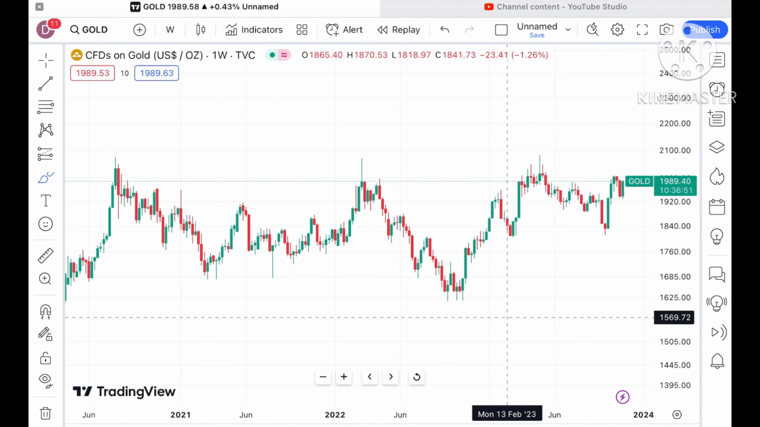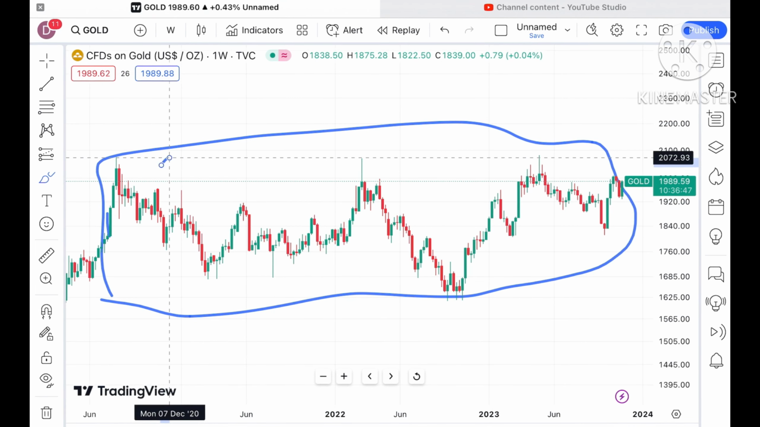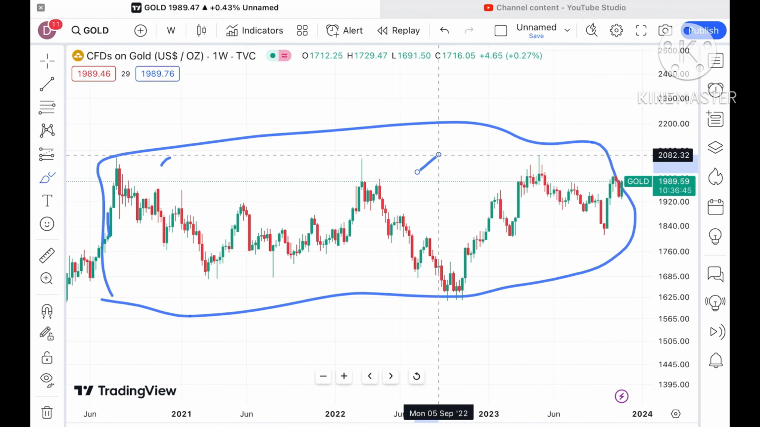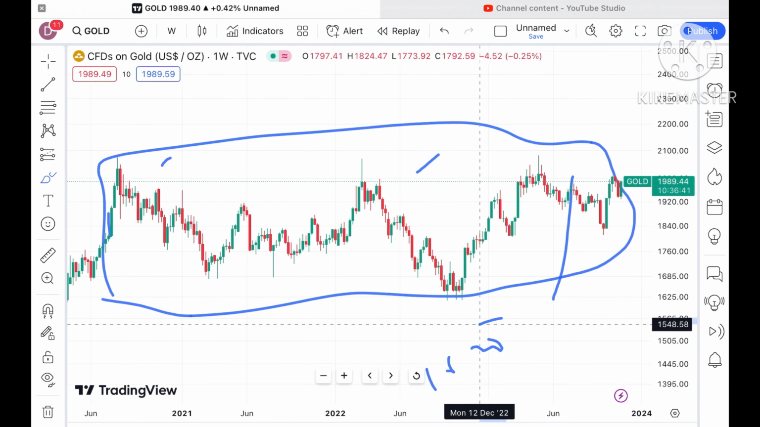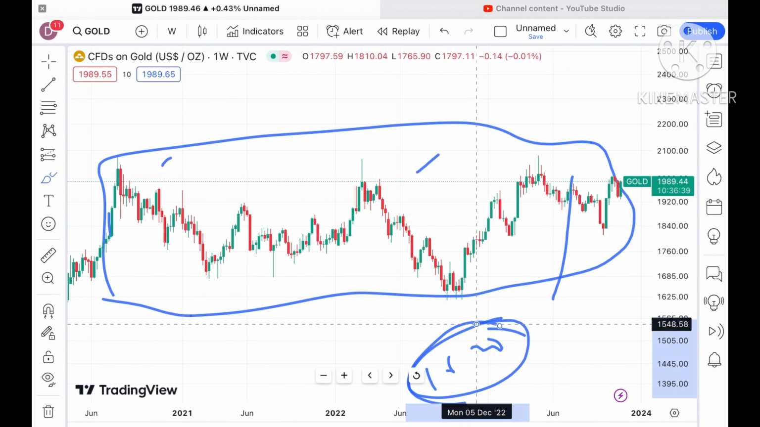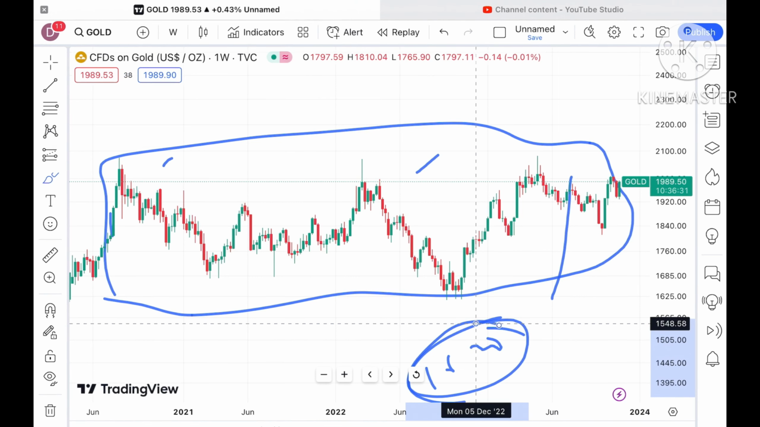So what you can see looking at this particular chart, suppose if the price sustains this level, what we can see from 3 years, it is continuously in the same trend, a range of around $200, with a low of around 1620 and with a high of around $2082. So this is the range where the price of gold is moving for quite some time.